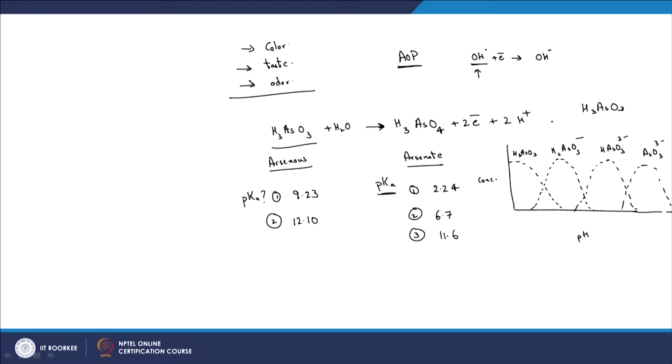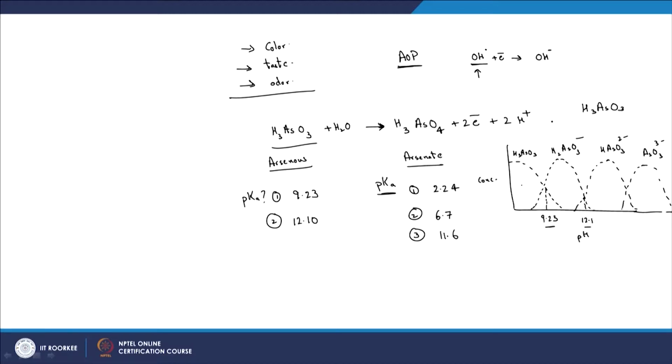Again, keep in mind that we are writing it down for this particular form H3AsO3 now. But the information we have is pK1 is 9.23, and pK2 is 12.1, and pK3 is obviously going to be higher than 12.1, I think 14, or God knows what it is, I guess. So here, what does this tell you now?